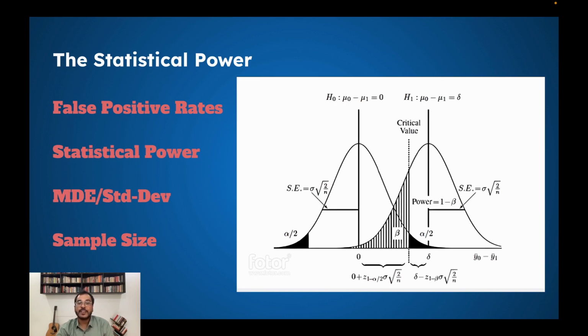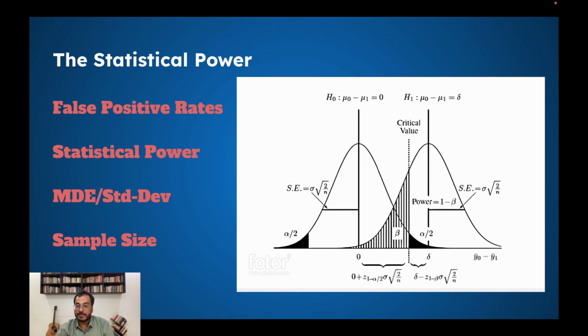So essentially, if you define the false positive rate that you desire, the statistical power that you desire, and the MDE that you need, it will tell you the sample size for which you need to run this test so that it is sufficiently powered to detect an effect size of the minimum detectable effect.